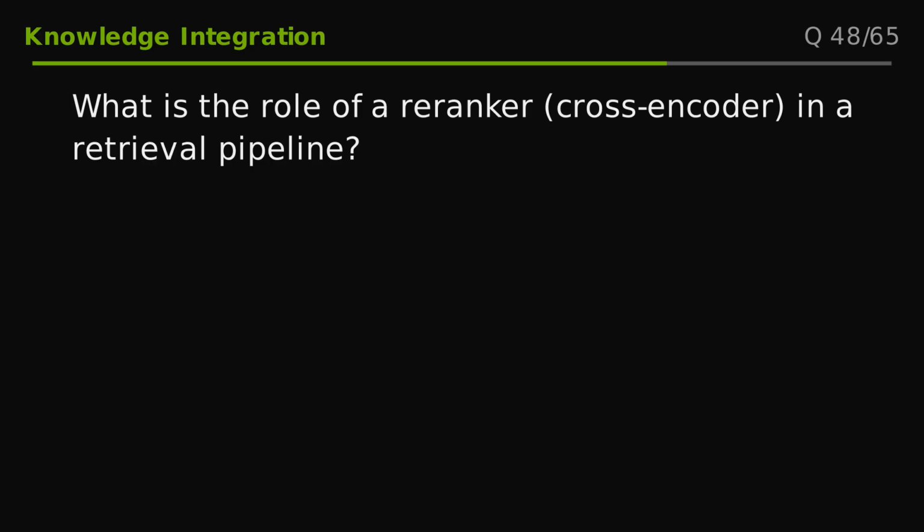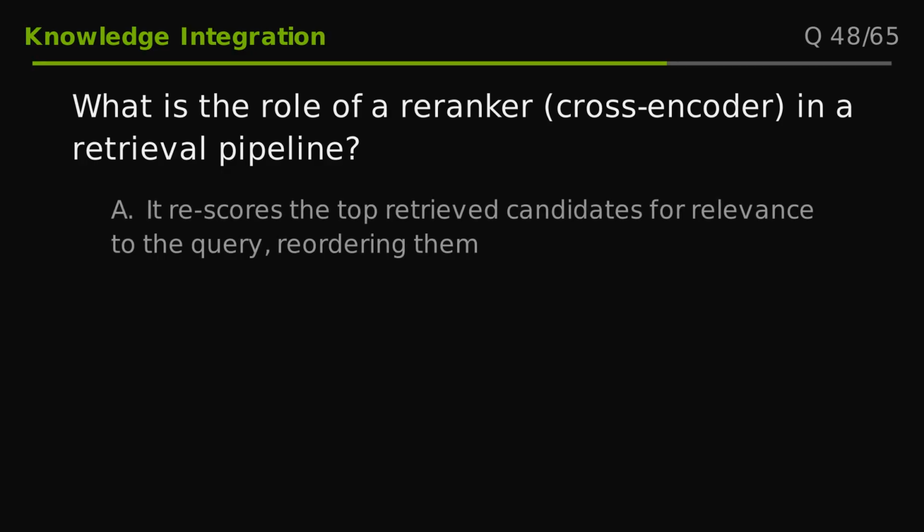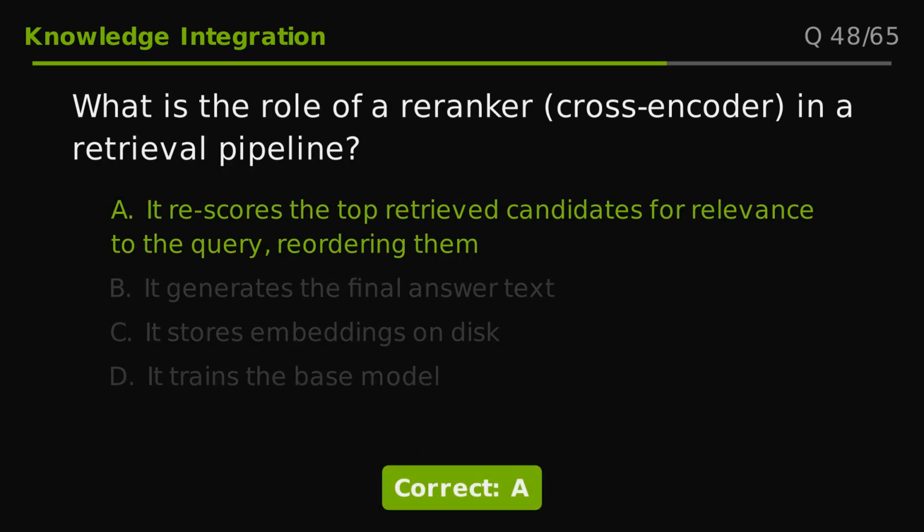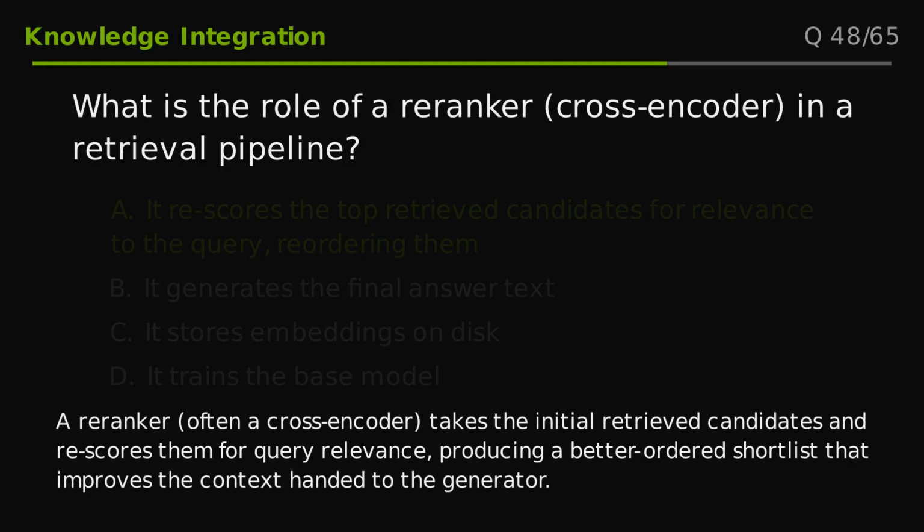Question 48. What is the role of a re-ranker, cross-encoder, in a retrieval pipeline? Option A: It rescores the top retrieved candidates for relevance to the query, reordering them. Option B: It generates the final answer text. Option C: It stores embeddings on disk. Option D: It trains the base model. The correct answer is A. A re-ranker, often a cross-encoder, takes the initial retrieved candidates and rescores them for query relevance, producing a better ordered shortlist that improves the context handed to the generator.